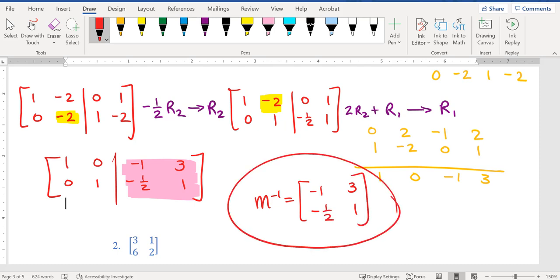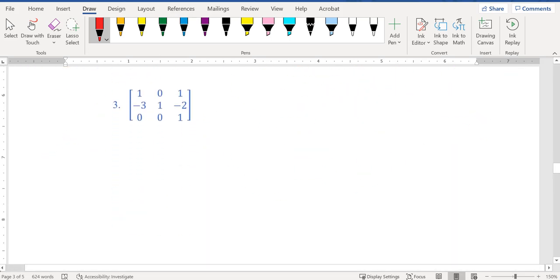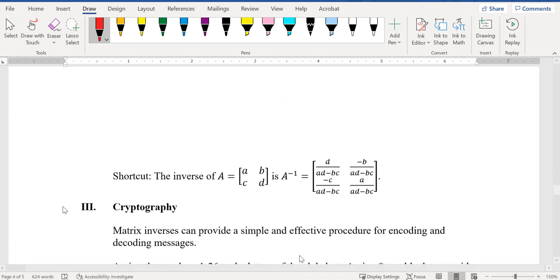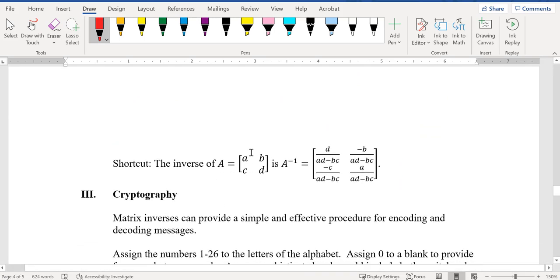Now, I'm going to jump down to the bottom of the page and show you the shortcut. The shortcut to find the inverse of a 2 by 2 matrix: you swap A and D, you put a negative sign in front of B and C, and then you divide every one of those terms by AD minus BC.